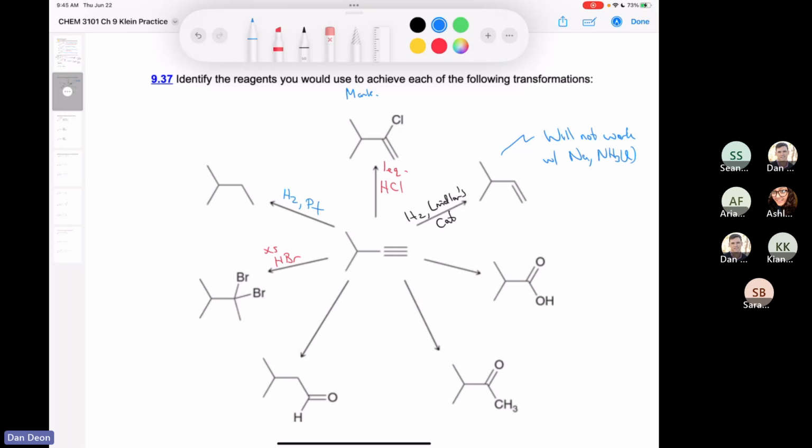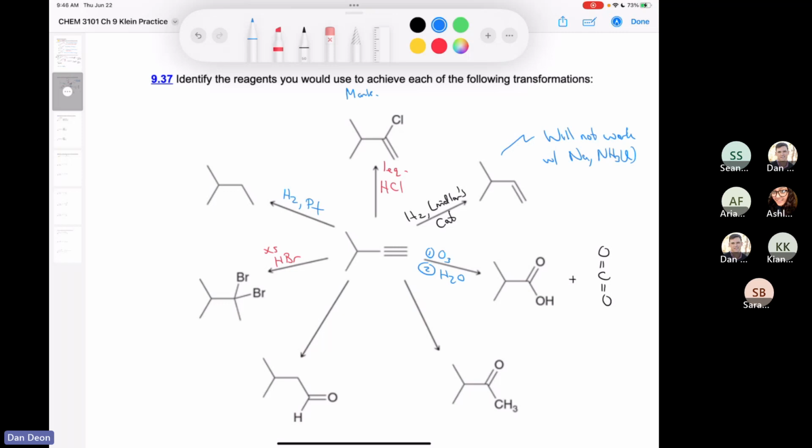All right, the next one is an ozonolysis reaction. So we want to clip the molecule here. And so for that, we're going to use ozone in the first step. Does anybody remember what the reagent is in the second step? Yeah, thanks a lot. It's going to be just plain old water, exactly. And since we have a terminal alkyne, we also get carbon dioxide in this one.